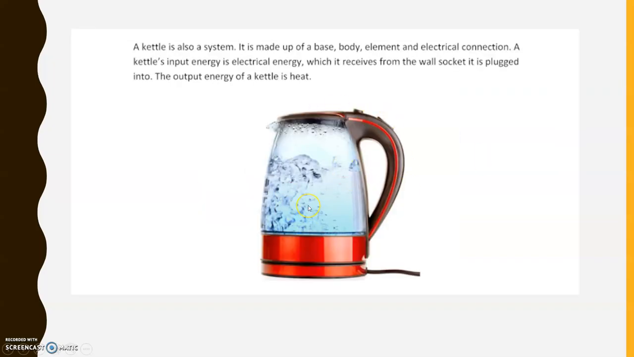An electrical kettle could also be a system. It is made up of a base, body, element, and electrical connection. Remember, a system is two or more parts working together. All right. A kettle's input energy is electrical energy, which it receives from the wall socket it is plugged into. The output energy of a kettle is heat. And what is the not so useful output of energy coming off this kettle except heat? It is sound. It makes a sound which we don't need.